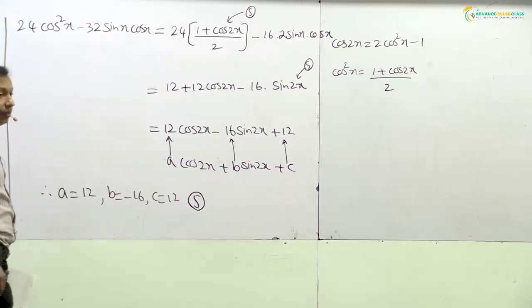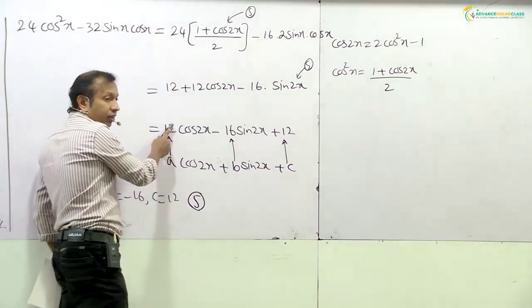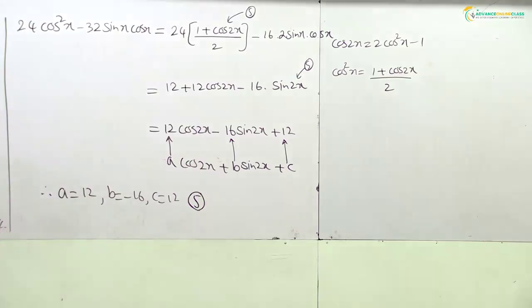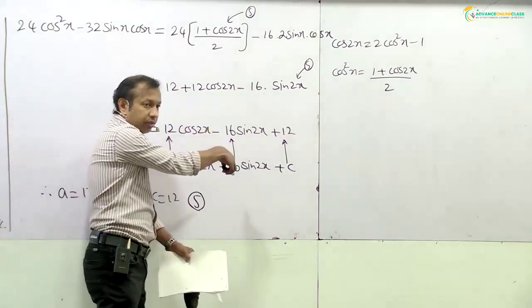Don't think that anybody will now compare with this and determine a, b, c. No, we must write it. It asks to convert to this form, no? Then comparing, we found a, b, c.